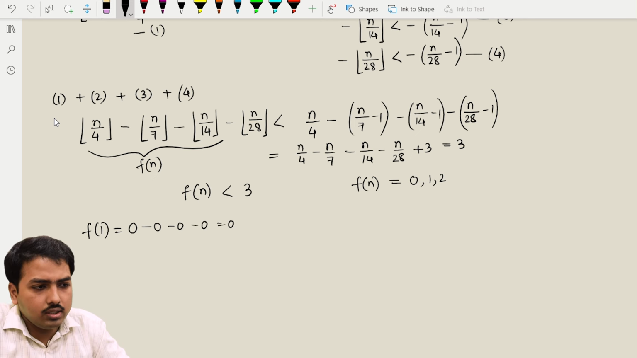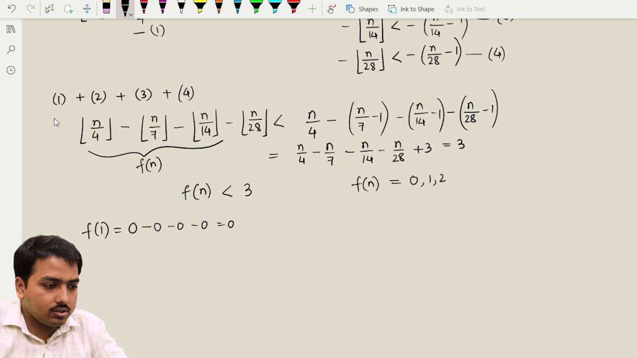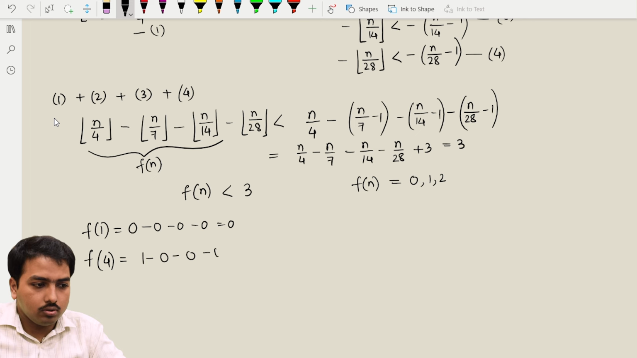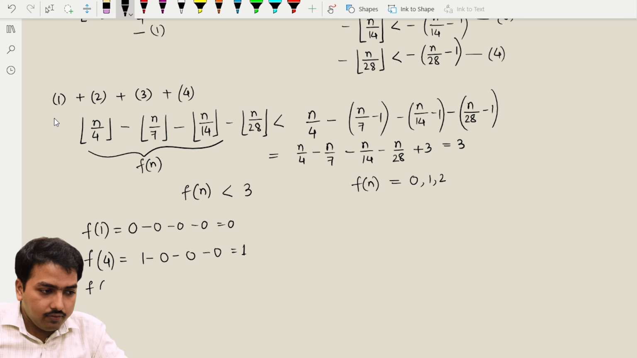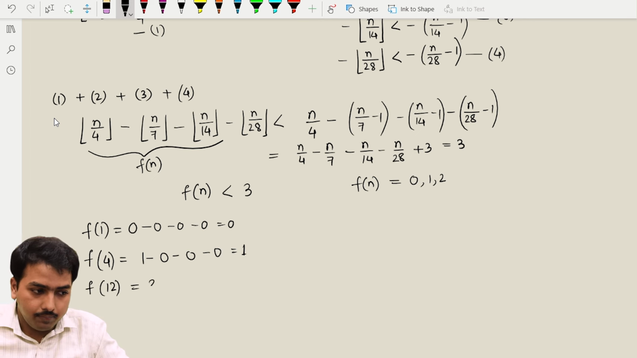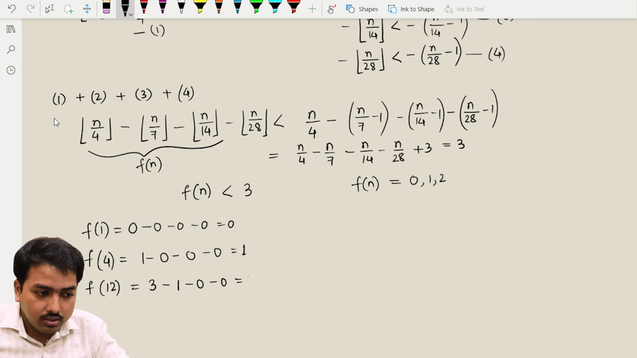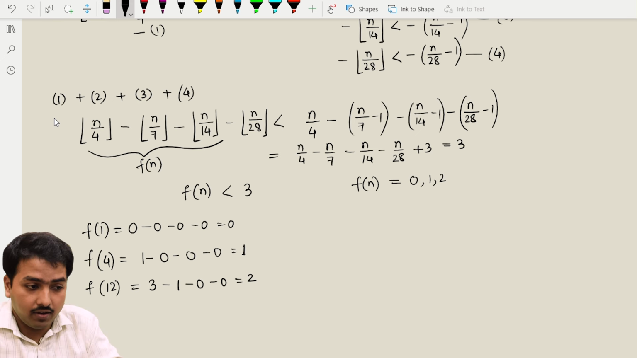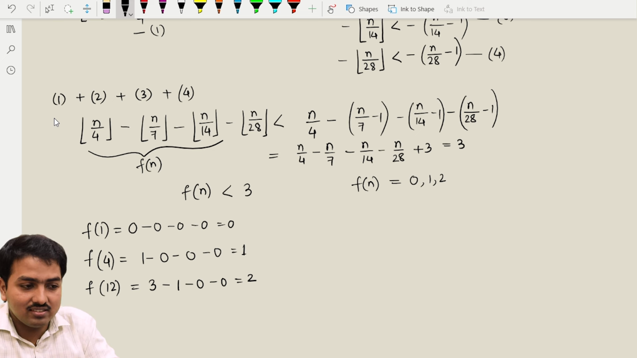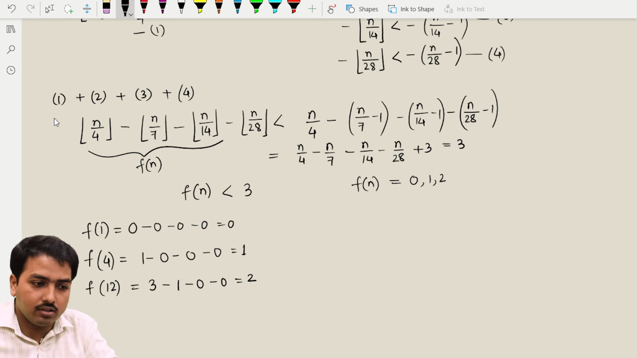Now, can we get any number for which Fn becomes 1? Let's take F4. F4 will be 1 minus 0 minus 0 minus 0, so 1. We get another value. Now for 2, if we check 12, we would get 3 minus 1 minus 0 minus 0, which is 2. So we get 3 distinct values. That means Fn can have 3 distinct values for positive integer values of n. So this is the solution to the problem. The answer has to be 3.